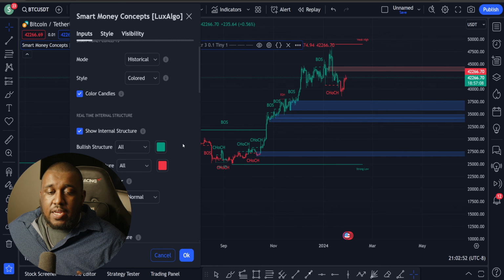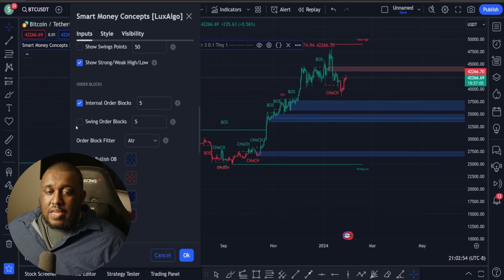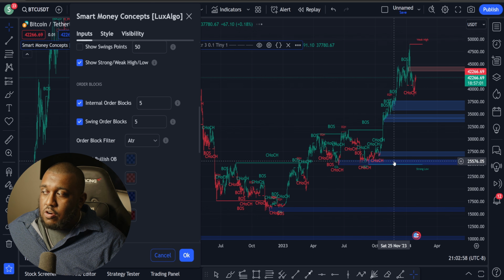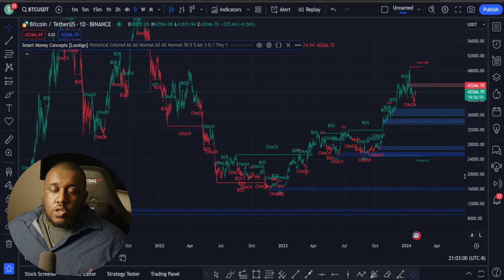So I know it's behind my head. If I turn on swing order blocks, you guys are going to see something a little bit different. You see how these longer term ones popped up here? They're stronger. They're more important. You're not going to hit them as often though.